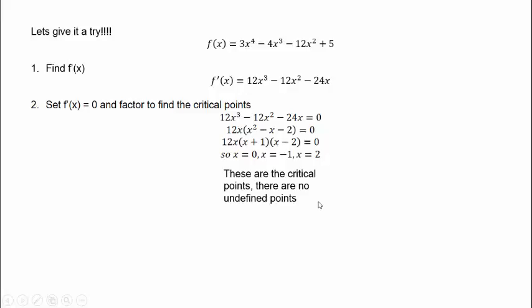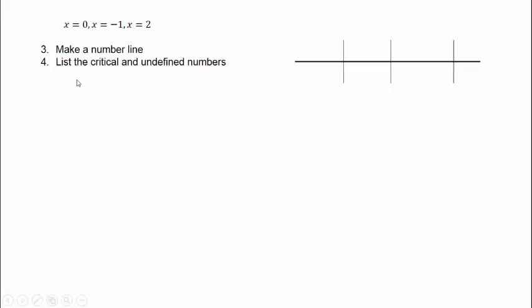We have no undefined points in this polynomial because we do not have any zeros in the denominator for our purposes today. All right, so keeping in mind our critical points are 0, -1, and 2, step 3 said to make a number line. And step 4, we're going to list the critical and undefined numbers in order at the top of our table.